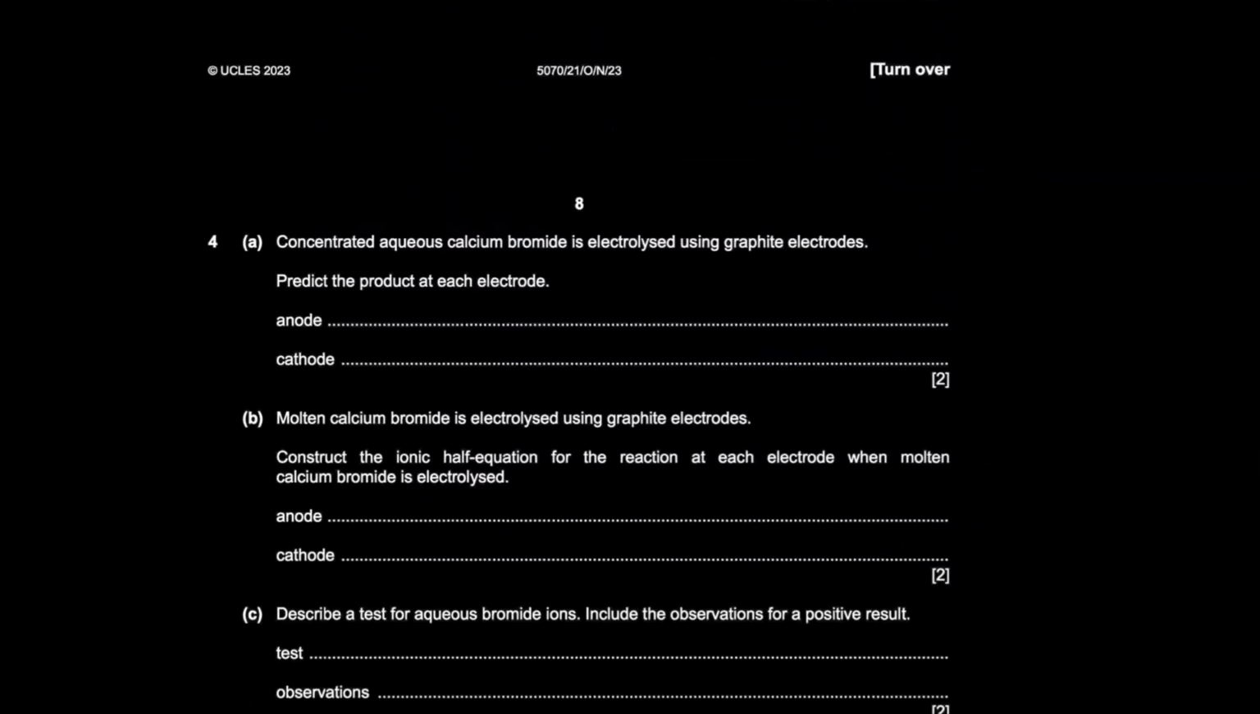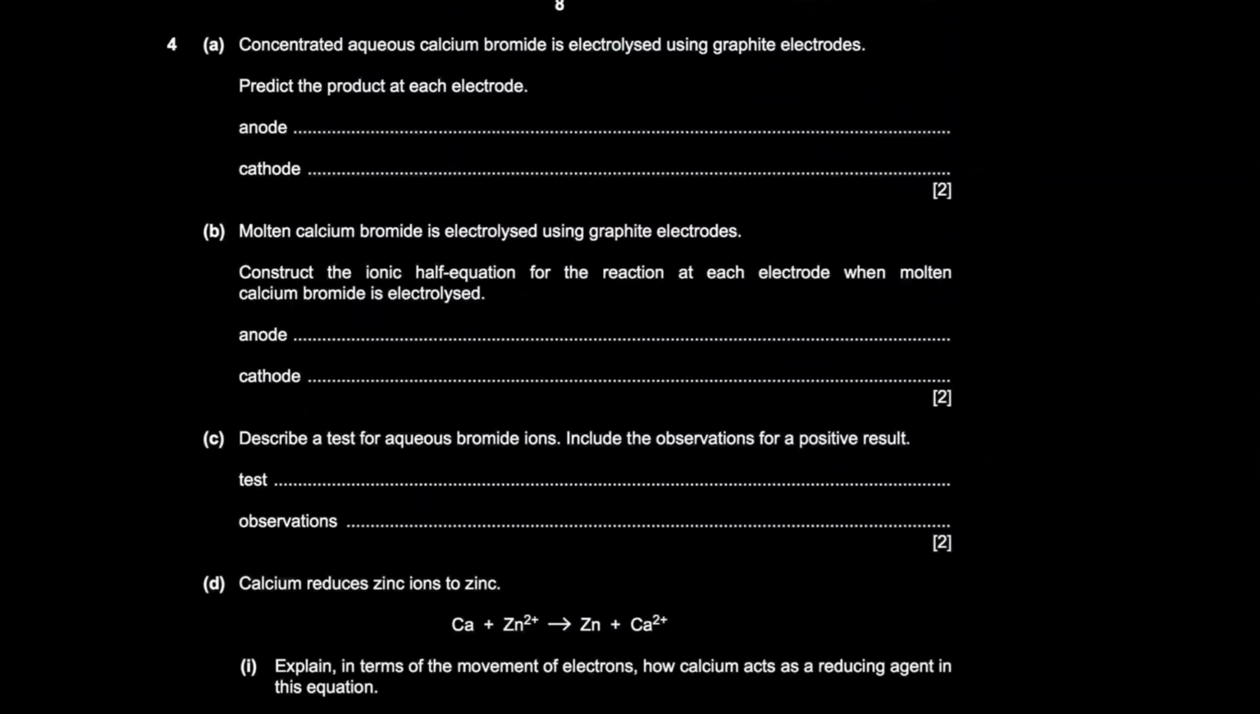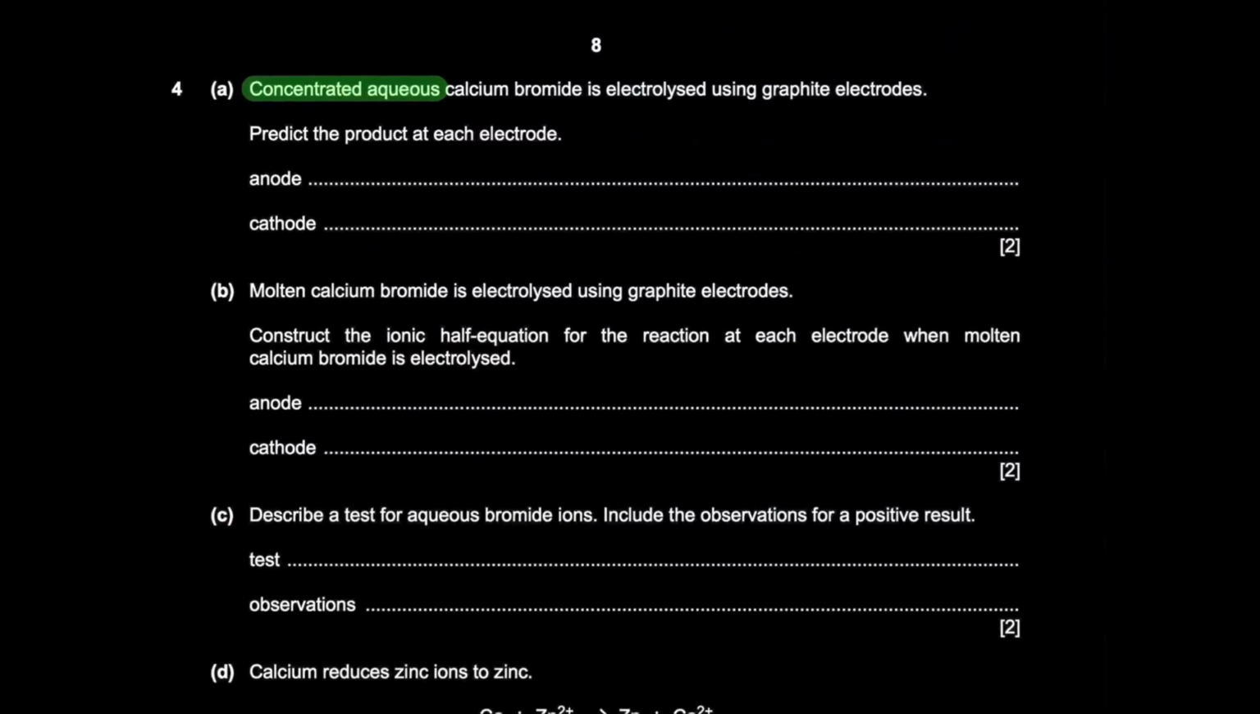Concentrated aqueous calcium bromide is electrolyzed using graphite electrodes. Predict the product at each electrode. Okay, you've got concentrated aqueous calcium bromide. Now, calcium bromide has calcium, which is group 2, so calcium ions and Br minus.